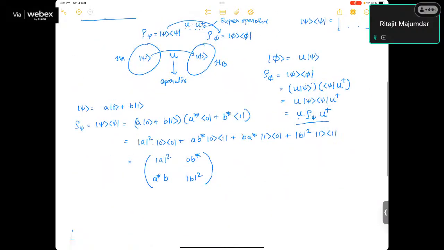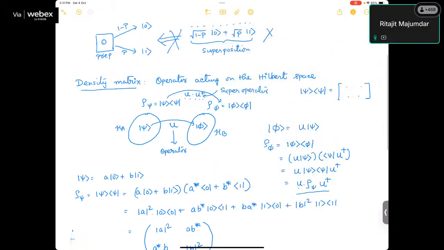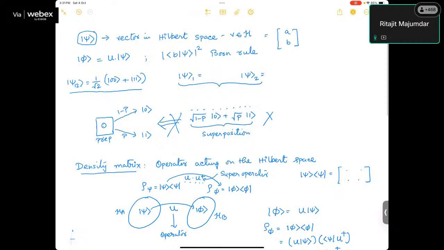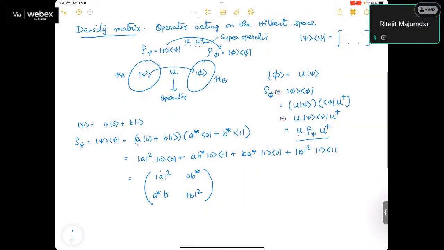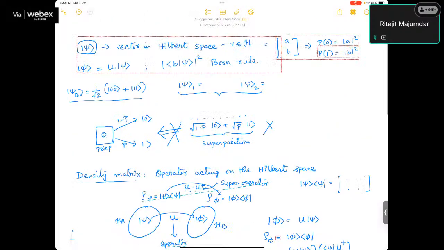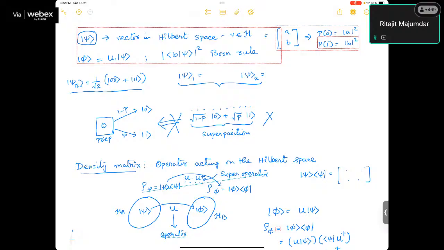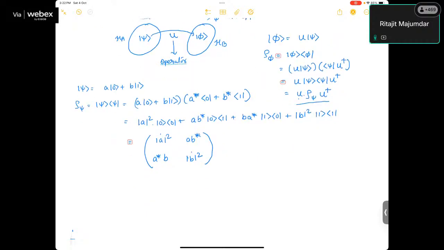The third thing was the measurement, right? Now, if you look into this state, what is the probability of 0? It is mod A square. What is the probability of 1? It is mod B square. And where do we see here mod A square and mod B square? Here in the diagonals. Here we have mod A square, here we have mod B square. So since these are the probabilities, the diagonal should add up to 1.